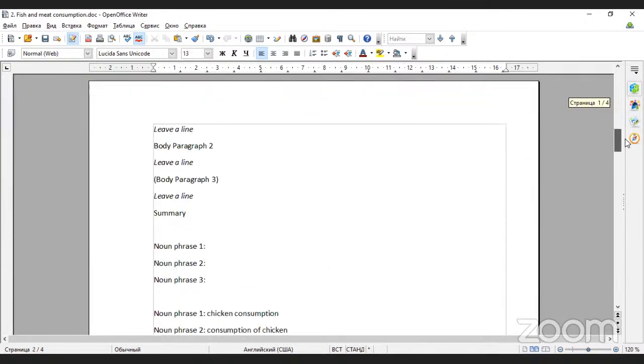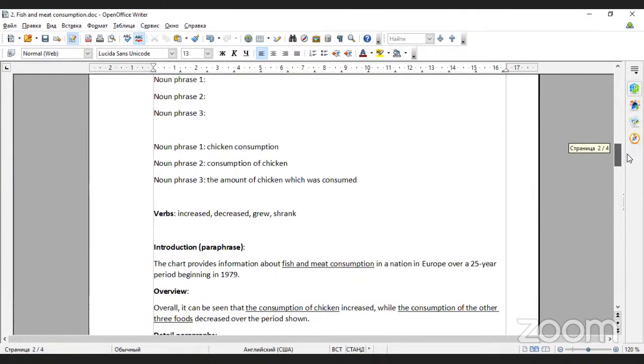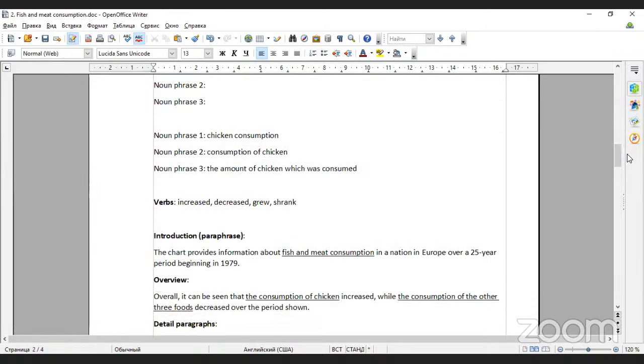All right, so just an example. Here's an example of an introduction and overview written by a native speaker and an IELTS examiner. It's quite a simplistic piece of writing, but we just need to see how it can be done, just the basic principle. Now, the chart provides information about fish and meat consumption in a nation in Europe over a 20-year period beginning in 1979. Yeah, almost like my introduction, but I would say not beginning, but commencing. I would say given as a line graph which provides information. Something very similar.